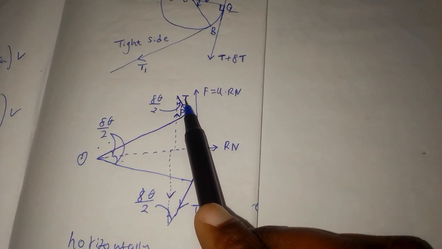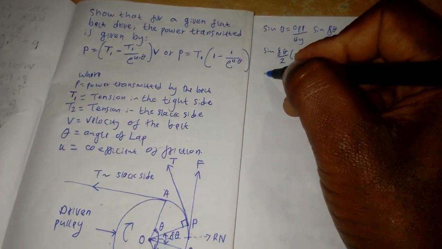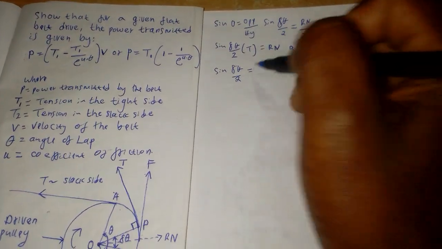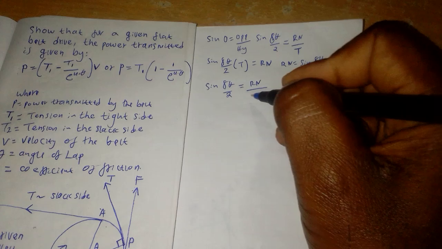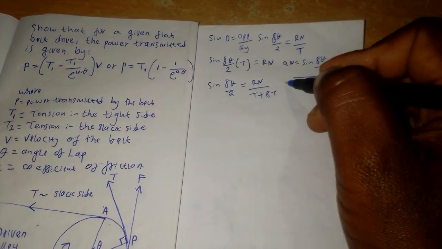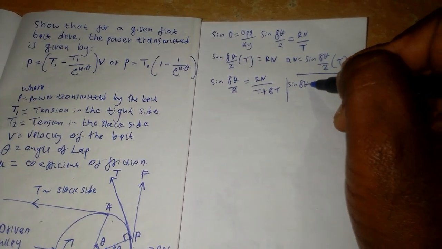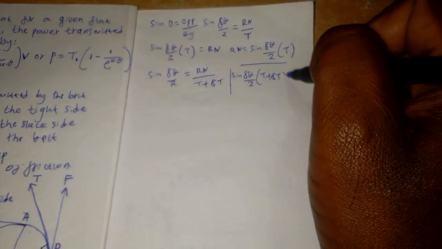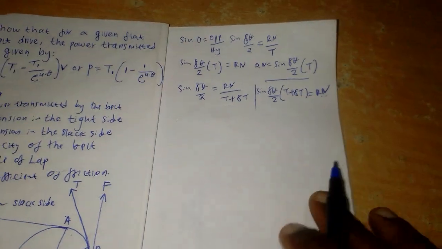Now let's go for the tight side. The tight side is T plus alpha T. For the tight side, sine of alpha theta divided by 2 is equal to the opposite, Rn, over the hypotenuse, which is the tension at the tight side, T plus alpha T. So sine of alpha theta divided by 2 times (T plus alpha T) is equal to Rn.